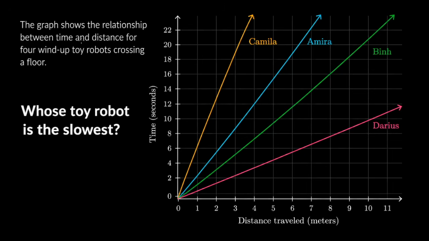The graph shows a relationship between time and distance for 4 wind-up toy robots crossing a floor. Whose toy robot is the slowest? Pause this video and try to figure that out. Okay, let's do this together.